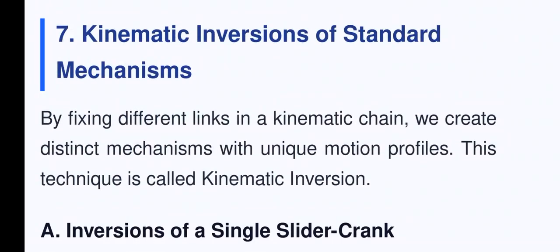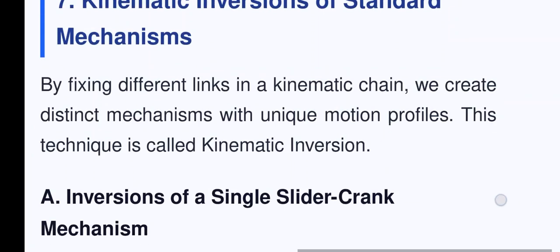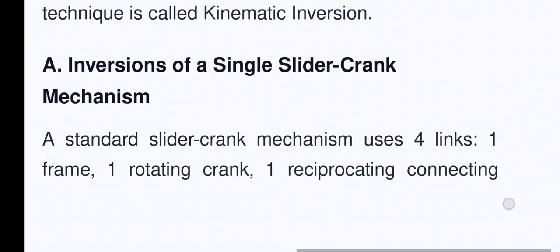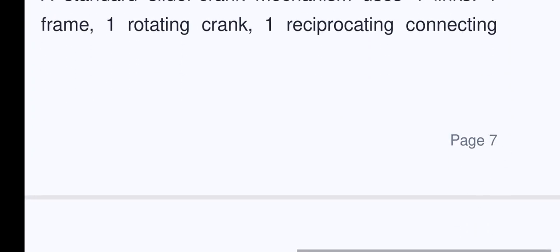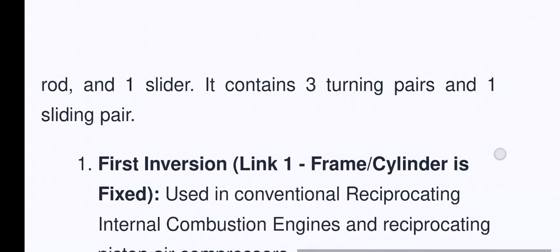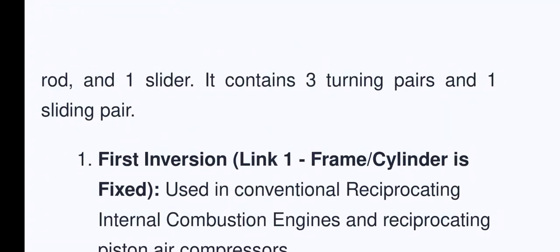Kinematic inversions of standard mechanisms. By fixing different links in a kinematic chain, we create distinct mechanisms with unique motion profiles. This technique is called kinematic inversion. Inversion of a single slider crank mechanism. A standard slider crank mechanism uses four links: one frame, one rotating crank, one reciprocating connecting rod, and one slider. It contains three turning pairs and one sliding pair.